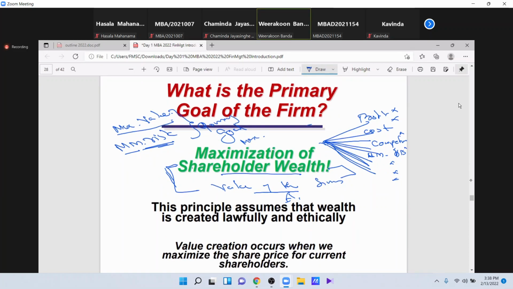This principle assumes that wealth is created lawfully and ethically. Then you have to think of every business operation: they have to maintain their operations lawfully, according to the law and regulations, as well as ethically. So they have to have good practices while taking the service from the employees. Likewise, it concerns some particular lawful and ethical business practices.